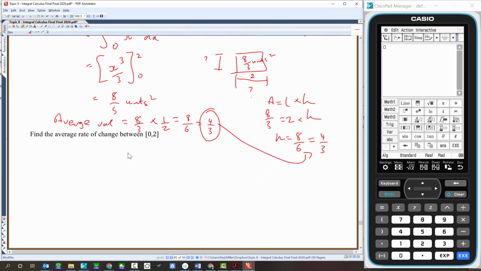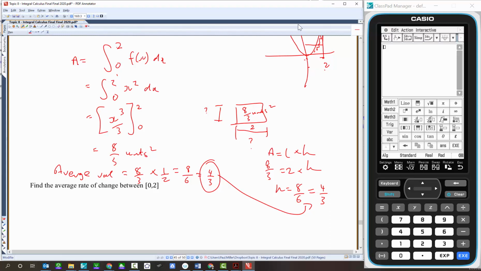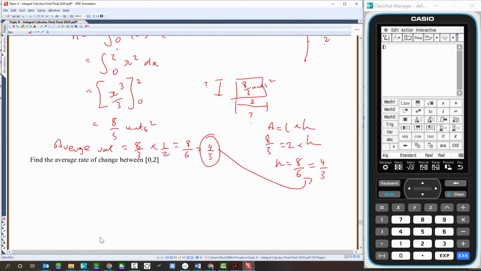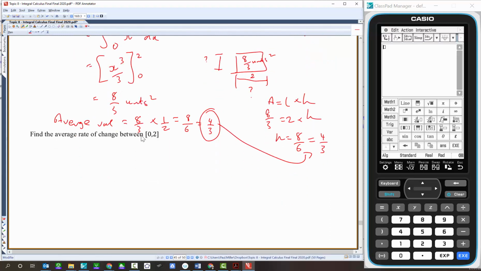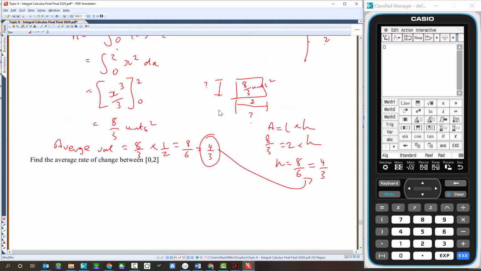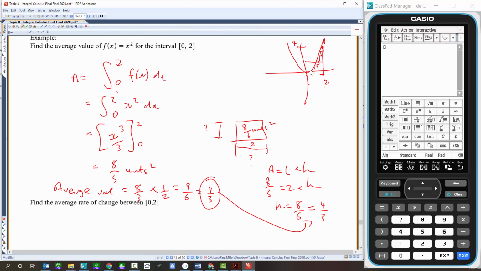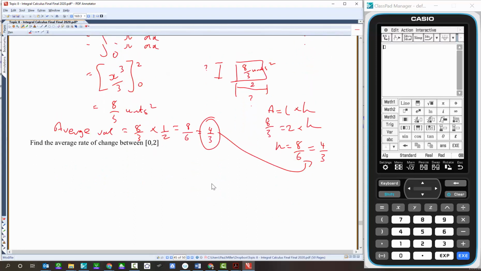All right, now what is the average rate of change between 0 and 2? Well, that's just the straight line or the gradient of a straight line joining those 2 points, which is completely different to an average value. This says on average, overall, the function would produce 4 on 3 as an average, but the average rate of change just says the gradient between these 2 points is. So again, totally different concepts.